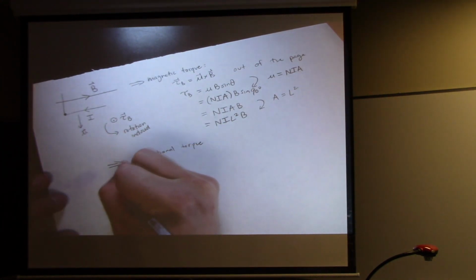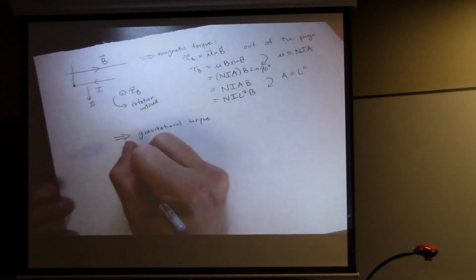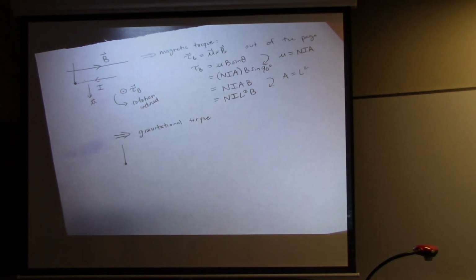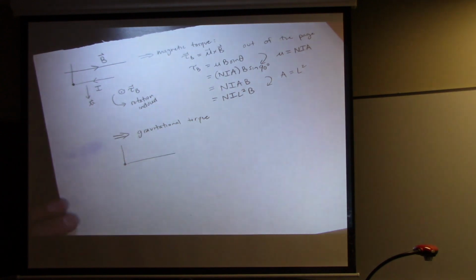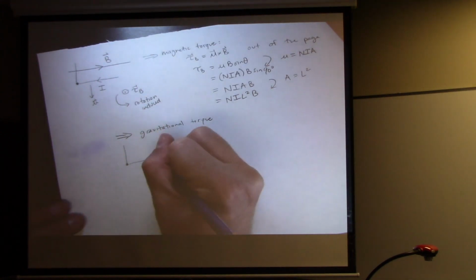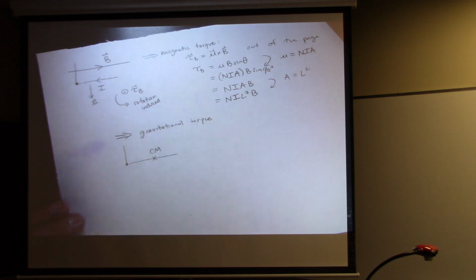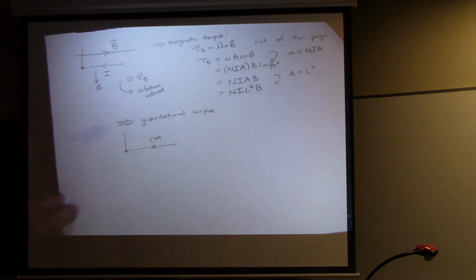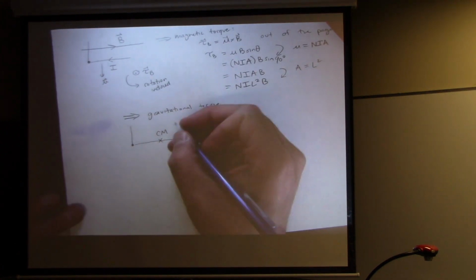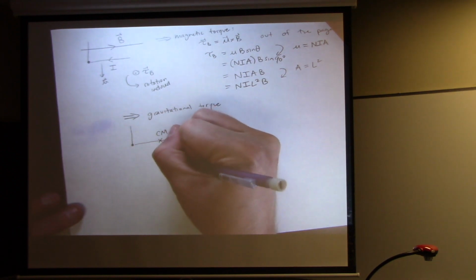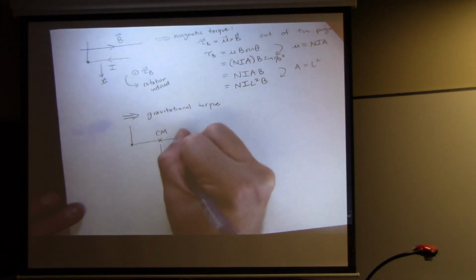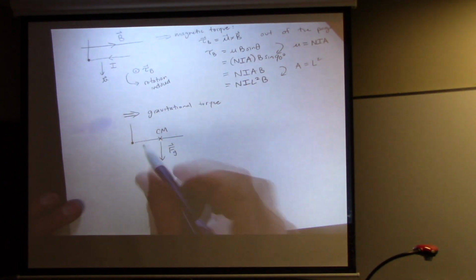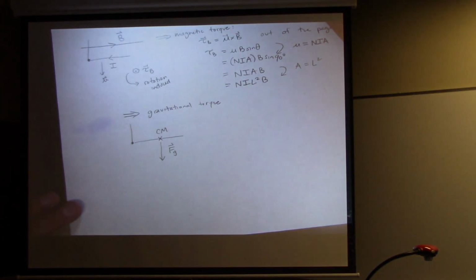Just to copy down the basic picture, again, we have a string suspending this current loop, and we're seeing it edge on like this. And the center of mass is right in the middle of the loop, like this. So the reason we care about the center of mass, if you recall, this is where we can treat the force of gravity as acting. So the center of mass effectively is where the force of gravity acts.